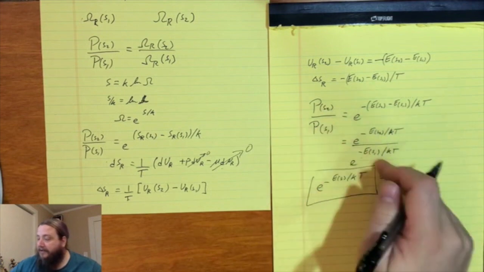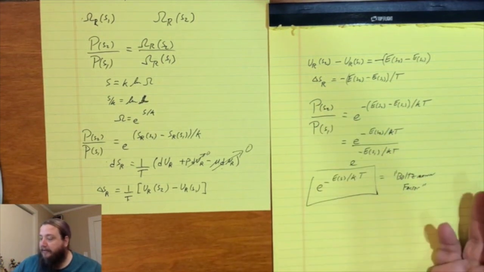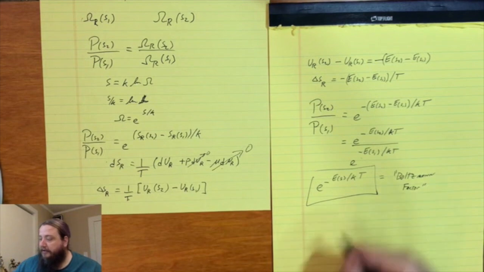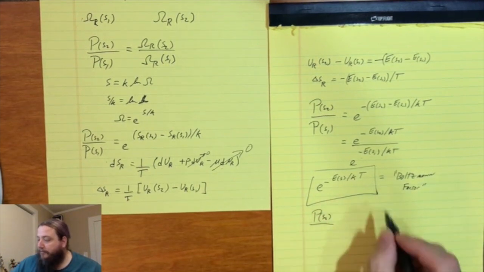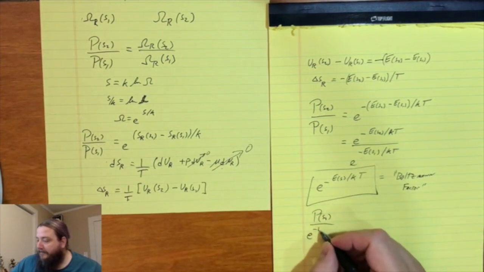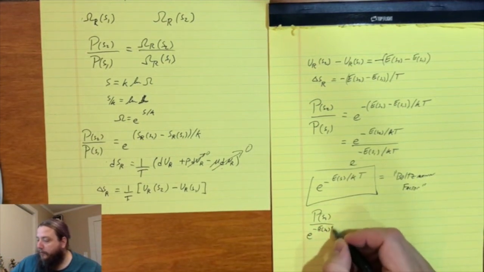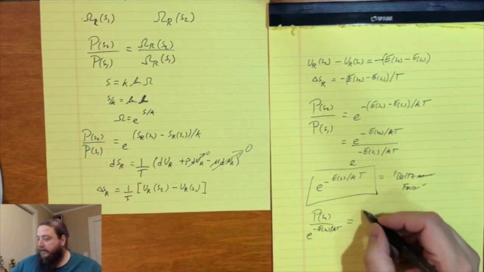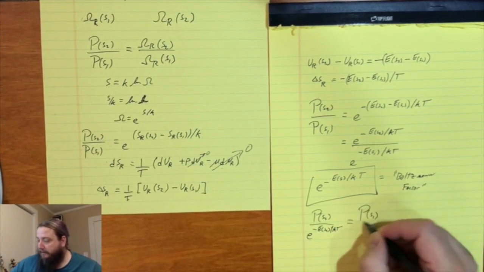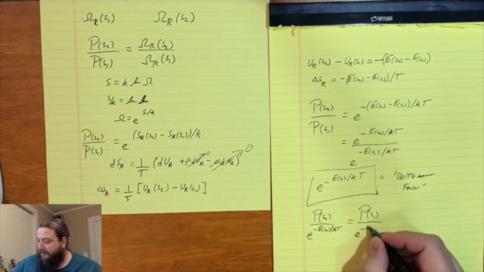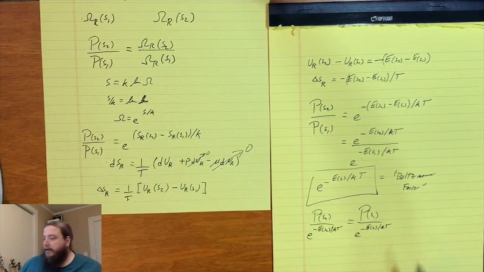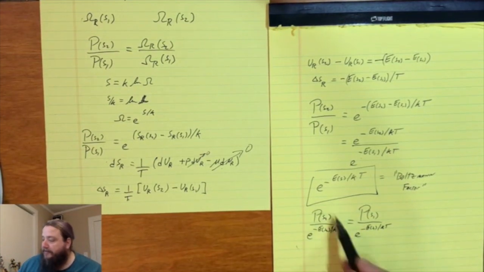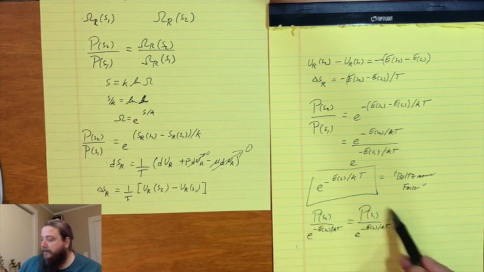Let's make this explicit. Let's rewrite this equation here, gathering all of the S2 stuff on the left and all of the S1 stuff on the right. So the probability of being in state 2 divided by e to the minus energy of state 2 over kT, that's got to equal the probability of being in state 1 divided by e to the minus energy of state 1 over kT. Everything over here depends on state 2. Everything over here depends on state 1.